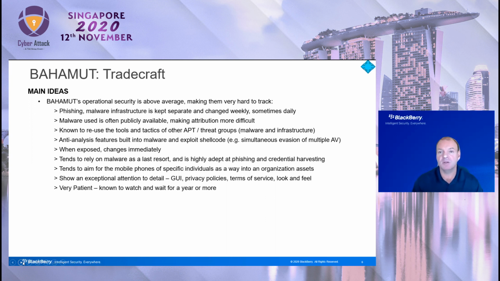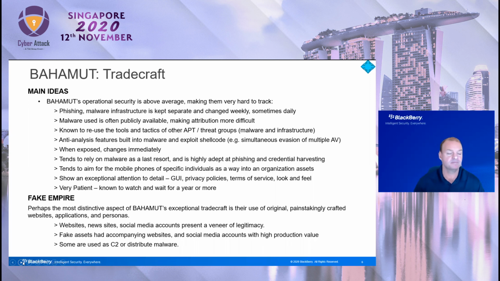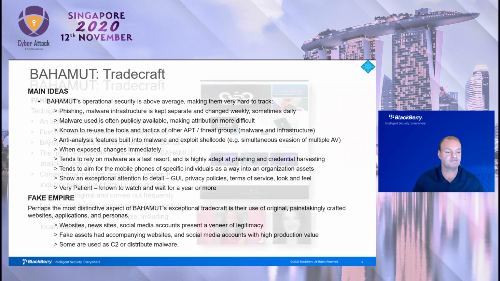They definitely aim at mobile devices. They see that as a big vulnerability and an area of weakness for corporations, governments, or their targets. So their campaigns are largely aimed around mobile devices, and they are very patient. We've seen them watch for more than a year before they actually deliver a campaign. The big thing about BAHAMUT is their fake empire: fake news sites, websites, social media accounts, etc. We'll also have a look at some of their fake assets, and how they deliver a very well thought out and put together credential harvesting and phishing campaign.